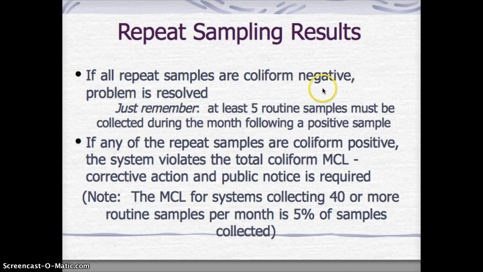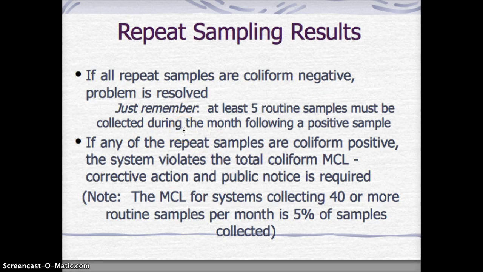Now, on the repeat sampling results, if all the repeat samples are coliform negative, then your problem is resolved. But remember, at least 5 routine samples must be collected during the month following a positive sample. So that increases your usual number of monthly samples to 5 after 1 repeat.